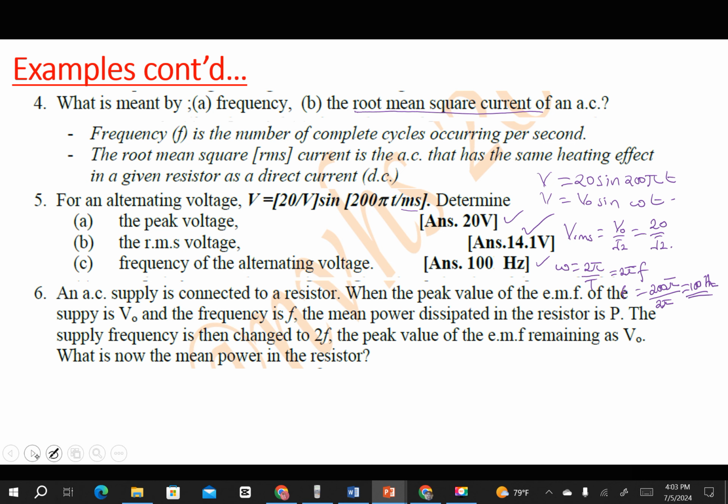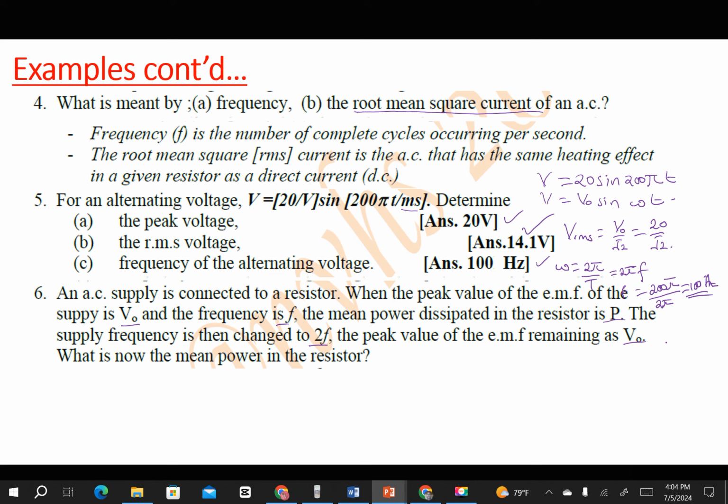Question 6. An AC supply is connected to a resistor. When the peak value of the EMF of the supply is V0 and the frequency is F, the mean power dissipated in the resistor is P. The supply is then changed to twice F, the peak value of the EMF remaining as V0. What is now the new power in the resistor?